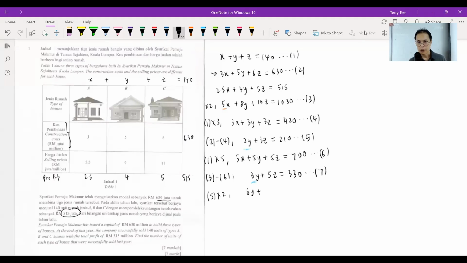Sorry, multiply by 3 and not 2, multiply by 3. So 3z multiplied by 3 is 9z. 210 times 3 is 630. Call this equation number 8.